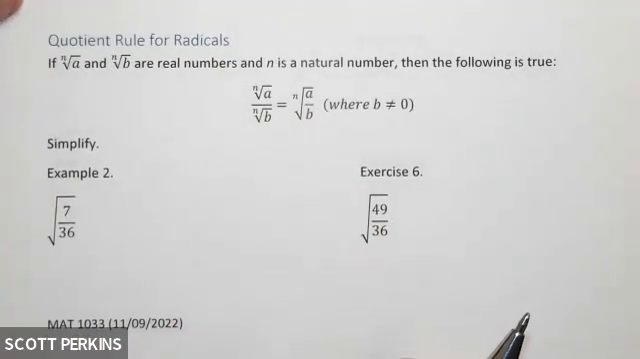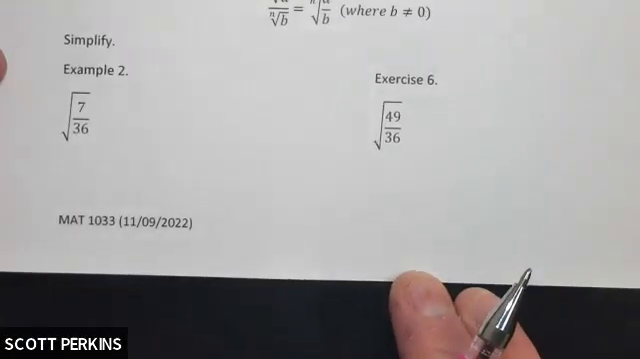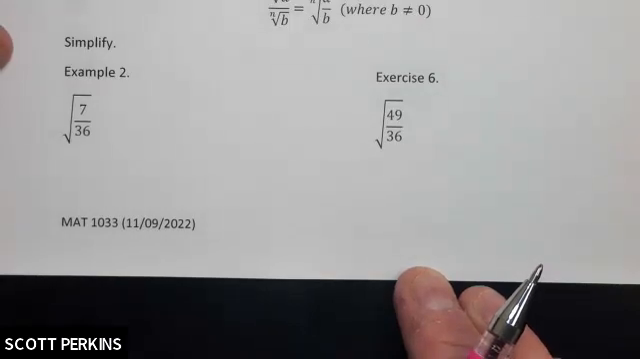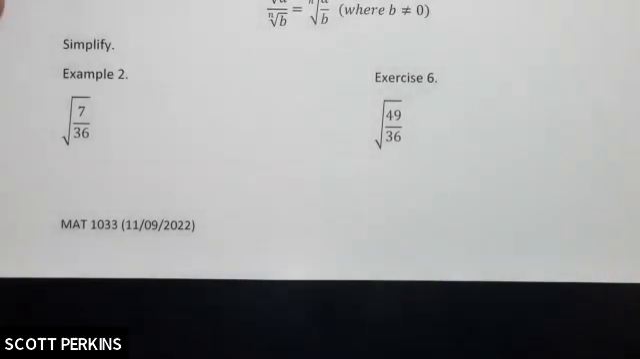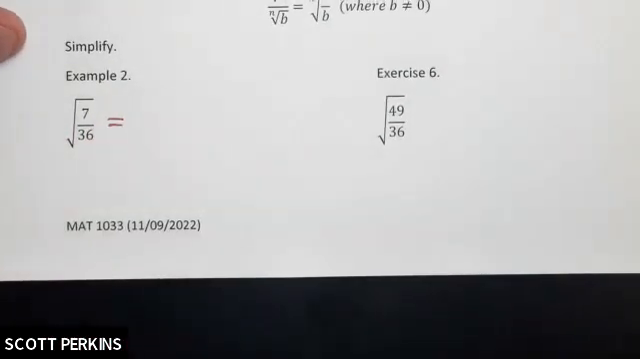And in fact, we've already applied this. You've already used this, and I did not tell you it was a thing. When we talked about taking square roots of fractions, if you remember, I told you you can consider the numerator and denominator as separate things. That's just the quotient rule of radicals. So my example right here, I've got the square root of 7 over 36.